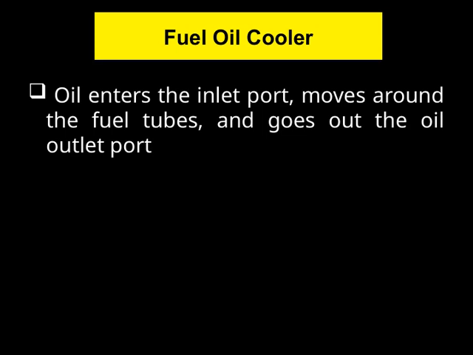Now, let's take a closer look at how the oil flows through this system. Oil enters the inlet port first, and from there, it moves around the fuel tubes. This movement is essential because it allows the oil to absorb heat effectively.